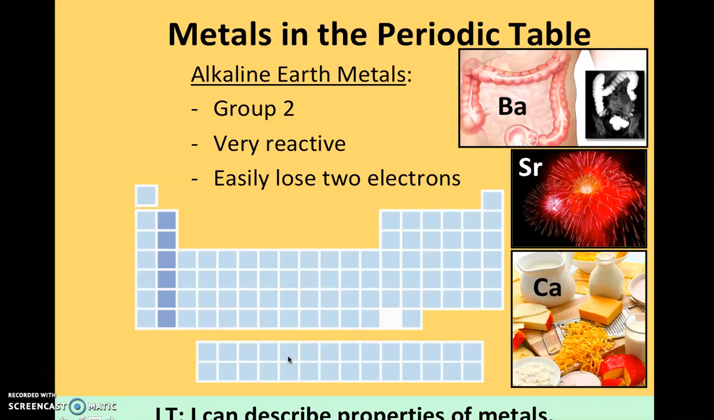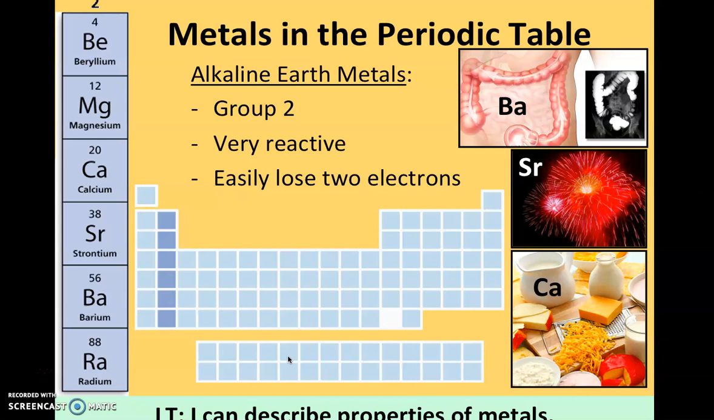Group 2 elements are the alkaline earth metals. They also are very reactive, and you may know them from fireworks. If you've watched some 4th of July fireworks, you may have noticed lots of different colors. Strontium is one that produces red coloration. Magnesium, another example, it produces white colored fireworks. And a lot of different alkaline earth metals are used in things that are common or things that you may have heard of.